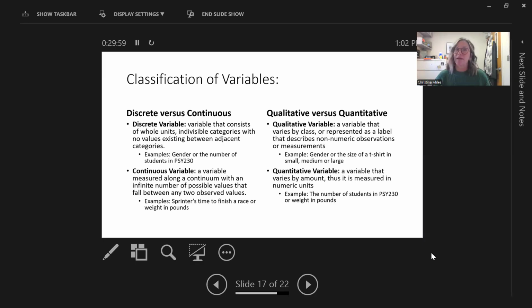When I ask for classifications of variables, you should always be giving me two. You should never just give me one. You should always be giving me two. So it will be either discrete or continuous as one of them, and qualitative or quantitative as the second classification of variable. So those are kind of some of the overall classifications.